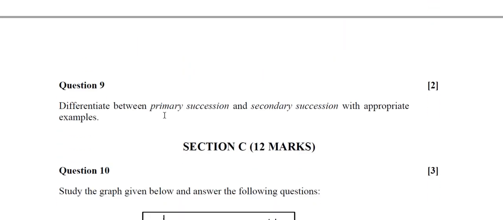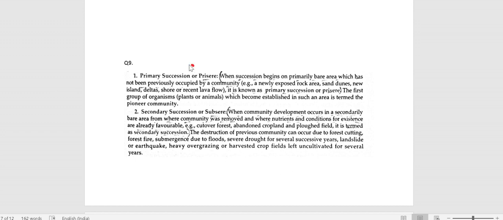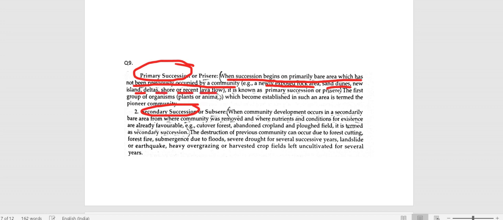Question number 9. Differentiate between primary succession and secondary succession with appropriate examples. Primary succession, I have to differentiate it first. When succession begins on a primary bare area which has not been previously occupied by a community, it is known as primary succession. An example: a newly exposed rock area, sand dunes, new islands, deltas, shore or recent lava flow. This is the example for primary succession.